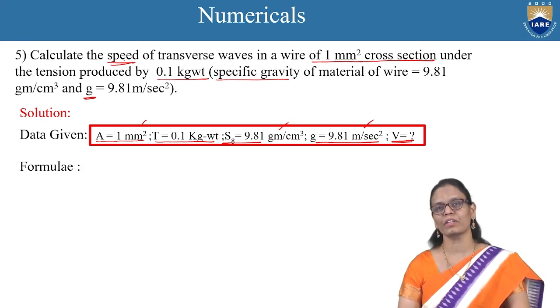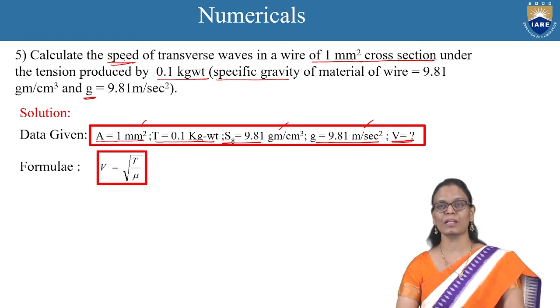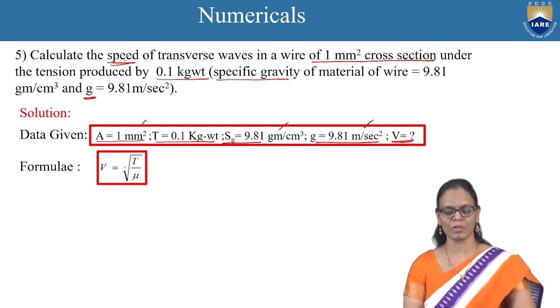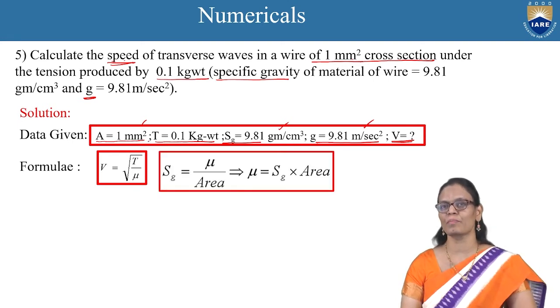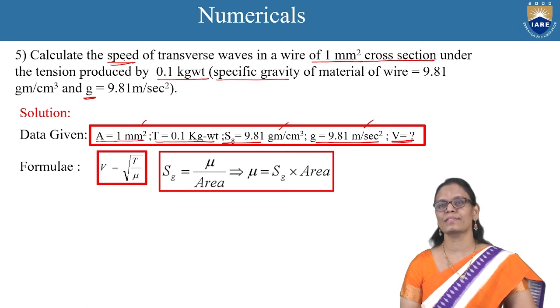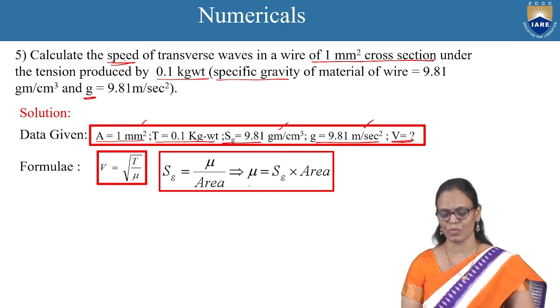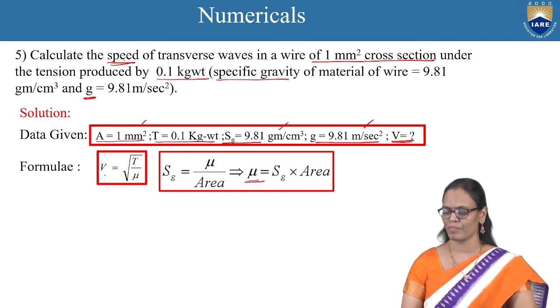Write the formula and then we'll go for conversion. So what is the formula we are going to use here? V is equal to under root T by mu. So T is given, but mu we have to find. So which formula we are going to use to find mu? Because we are given the specific gravity and the area, we'll use the formula mu is equal to Sg into area, the specific gravity multiplied by the area. So we will get mu from here, then substitute here and get V.